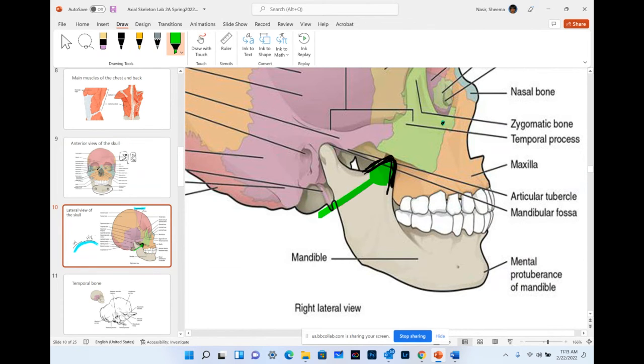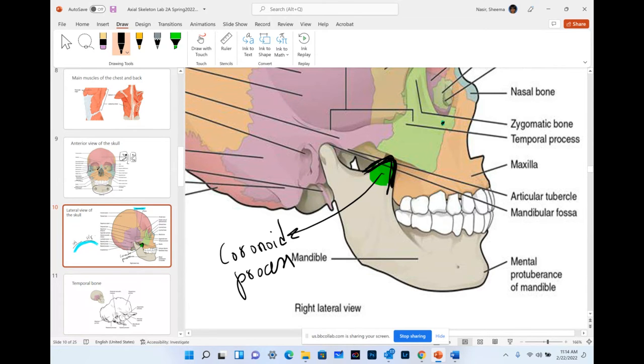This is your coronoid process. Coronoid process. Now, the next thing is condyloid process and mandibular condyle.